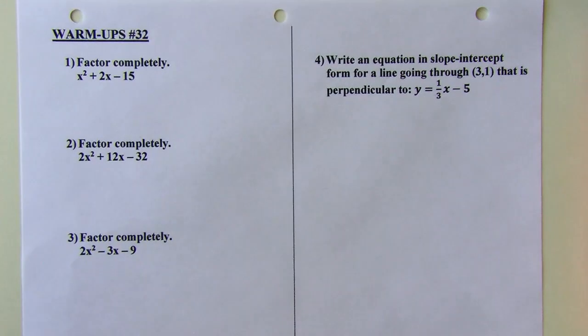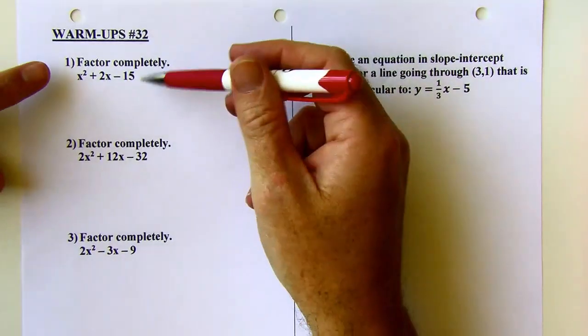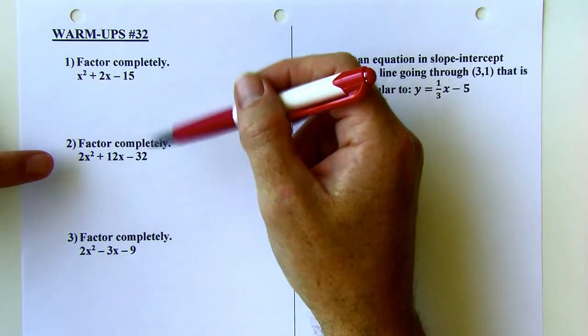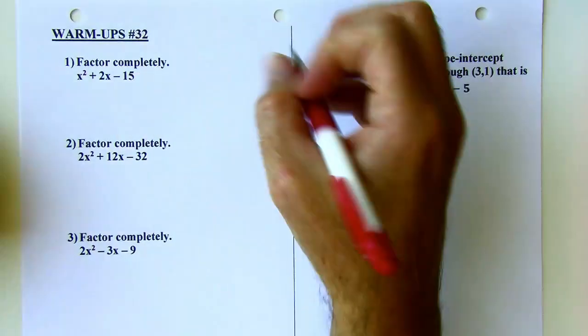Okay, here's warm-up number 32. Going to do some factoring with some trinomials on the left side. I'm always looking for a common factor, so there isn't one here, but there is on the second problem, right? There's not on the third problem either. But always looking out for that.